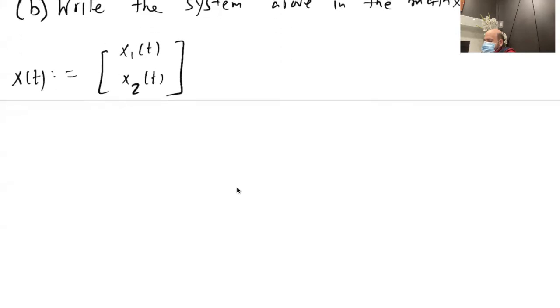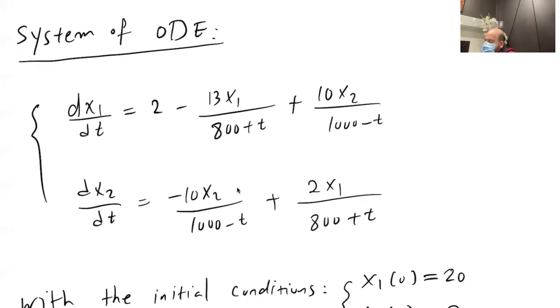Now x prime can be written as, so minus 13. So this is a constant term. 2 is a constant term which I can include later. So let's forget about this term for now. So these are the coefficients basically, minus 13 over 800 plus t and 10 over 1000 minus t. These are the coefficients which I can include in my matrix.